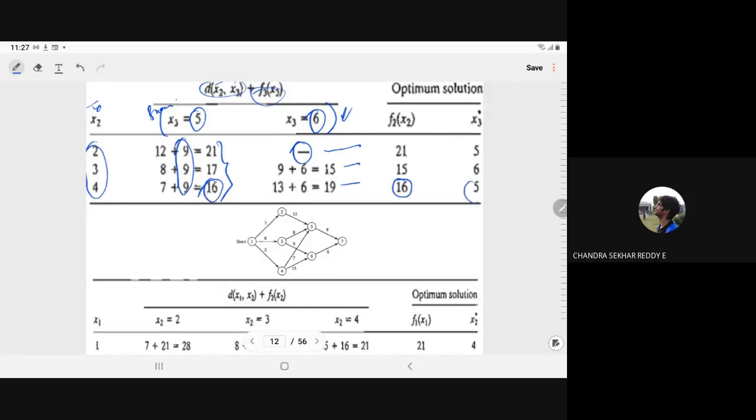That's why I have written x2 is equal to 5. This 15 is giving here the 15. So that is from the node 6. This 21 you are getting from this. So that is from the node 5. So that is the optimal value for the x3.